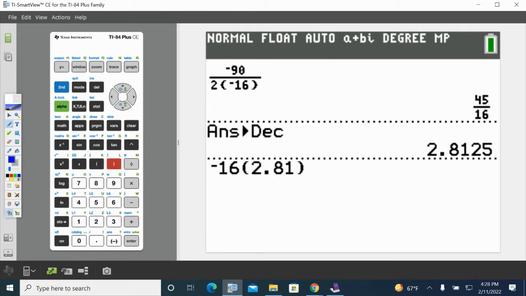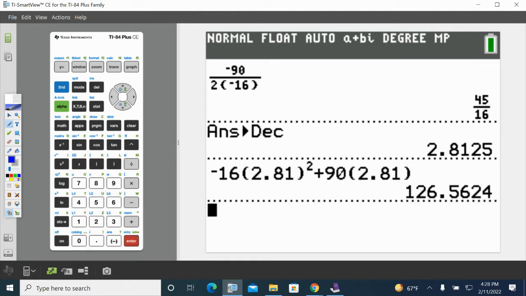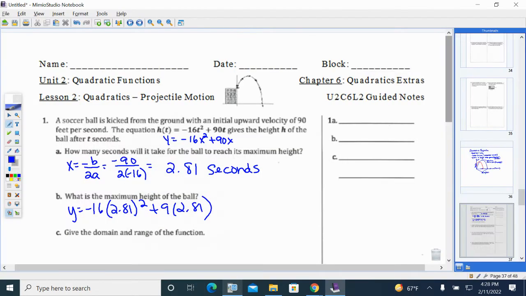And just put it in the calculator. Plus 90 times that 2.81. And we get about 126.56. And this is height, so height here is going to be in feet. So about 126.56 feet above the ground.